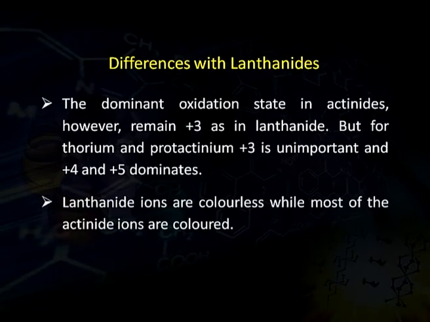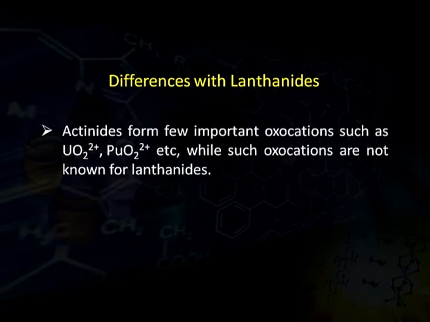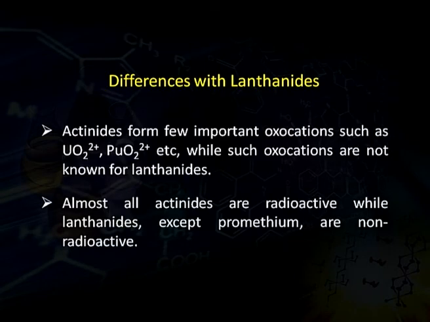The lanthanide ions are colorless while most of the actinide ions are colored. The actinides have a greater tendency towards complex formation as compared to the lanthanides. The lanthanide compounds are less basic while actinide compounds have appreciable basicity. The actinides form a few important oxocations such as the uranyl ion and neptunyl ion, which are not known for the lanthanides. Almost all actinides are radioactive while lanthanides except promethium are non-radioactive in nature.